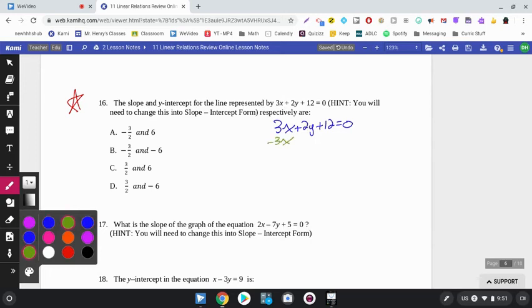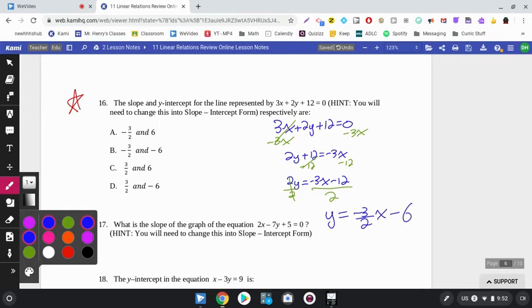Okay, move the 3x over, trying to get the y all on its own. 2y plus 12 equals negative 3x. Move the constant over, minus 12, 2y equals negative 3x minus 12. And finally, divide away that coefficient. Divide by 2, divide by 2. Y equals negative 3/2 x, a fraction, minus 6. 12 divided by 2 is 6.